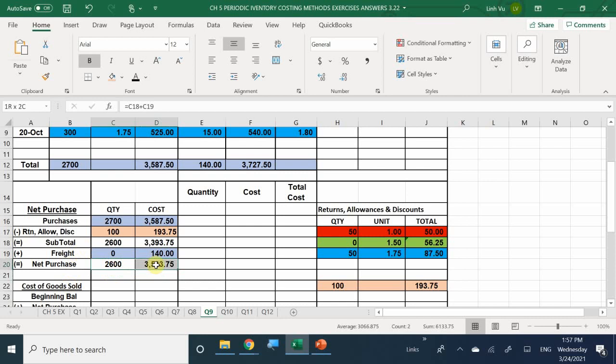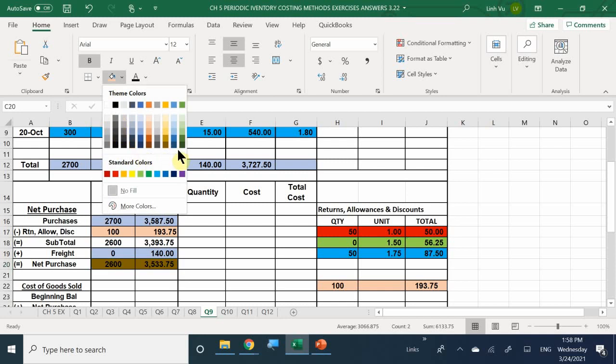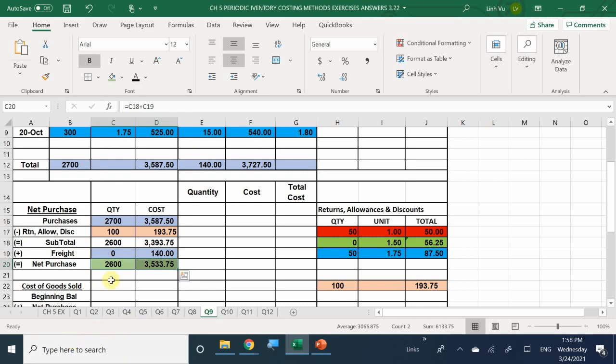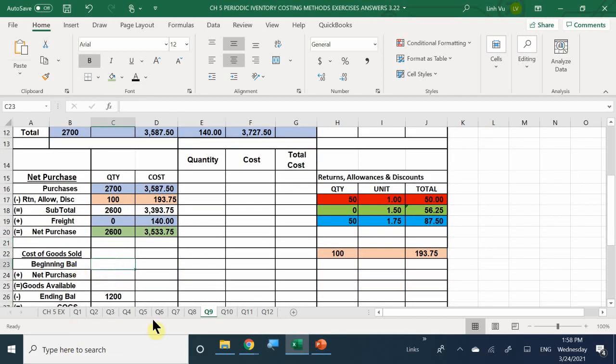$3,533.75. Okay, and then here I'll make my net purchases this light green right here. So there you go. That's my net purchases. So once again, do I have beginning inventory? In this scenario, I do not. That's going to be my assumption. I don't have any beginning inventory, right? I solved for my net purchases from right above. So this is going to be green right here because this is what I solved from above. I'm bringing it right directly down here.